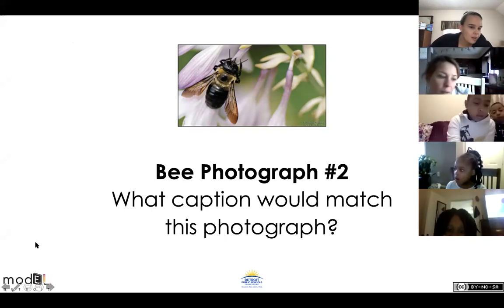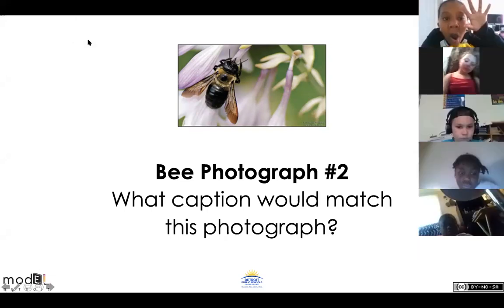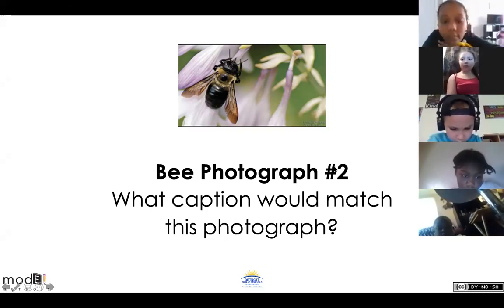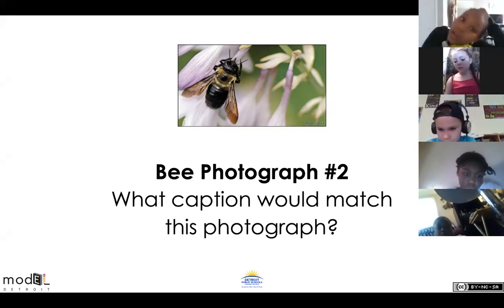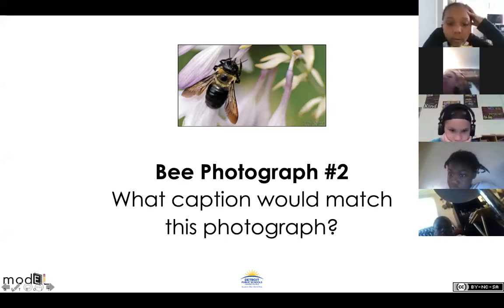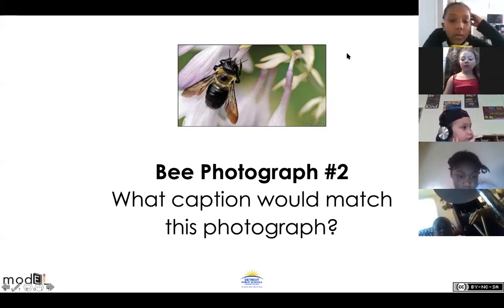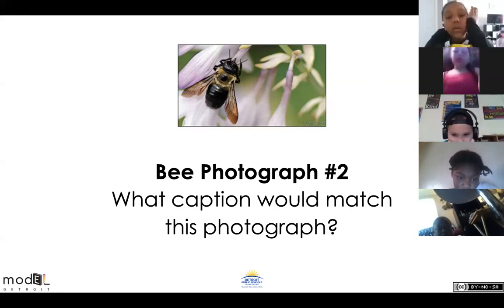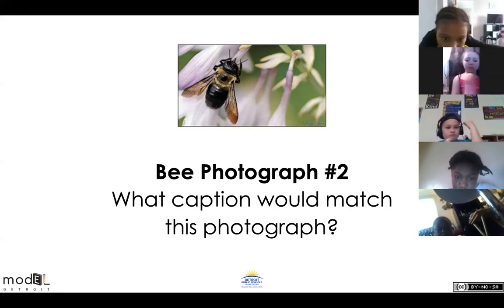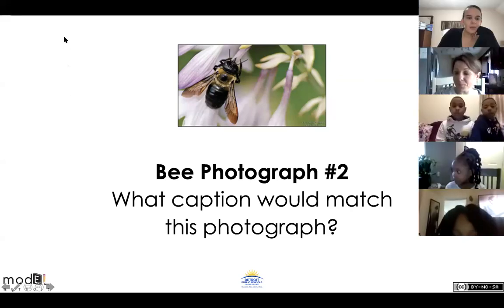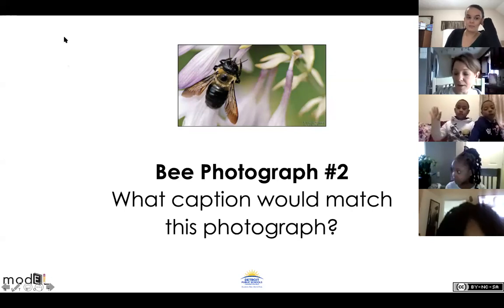Okay, let's see. London, what caption would you say for this photograph? The bee is eating nectar. The bee is eating nectar? You'd say the same caption as the last one? Okay, that's a good choice. B typed the same thing in the chat. The bee is eating nectar. Does anybody have a different caption that they would say? Maybe you could add a little more to that.